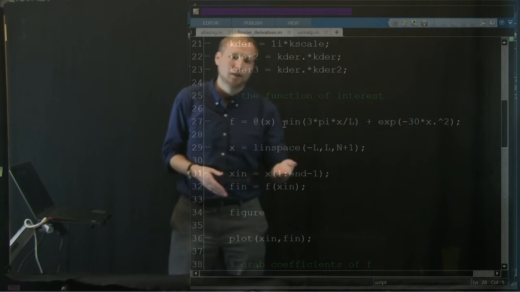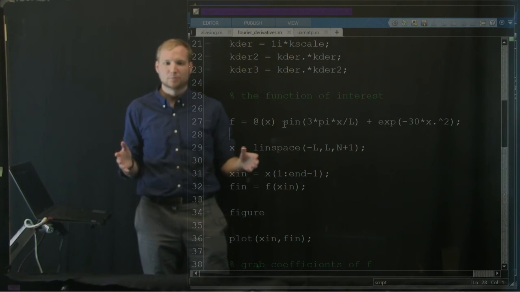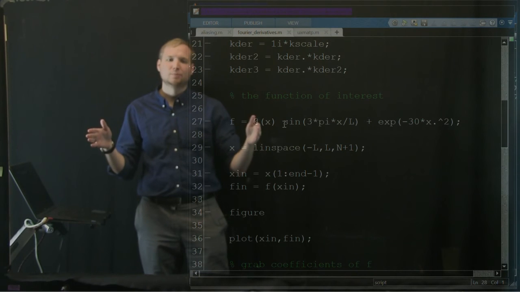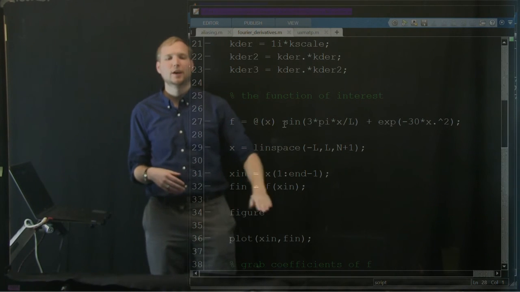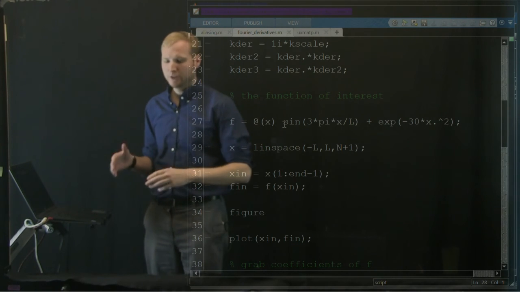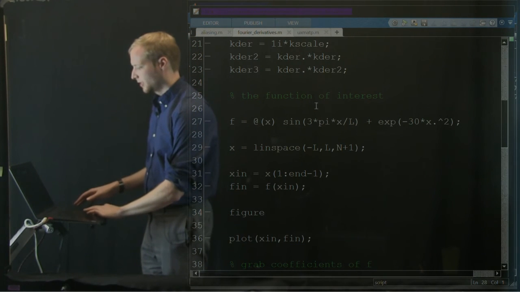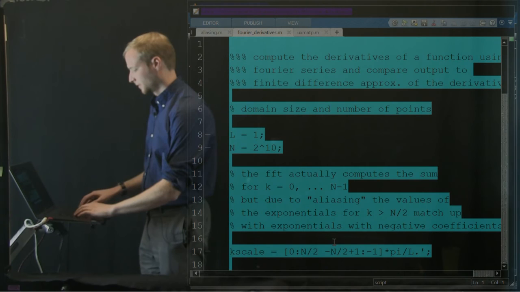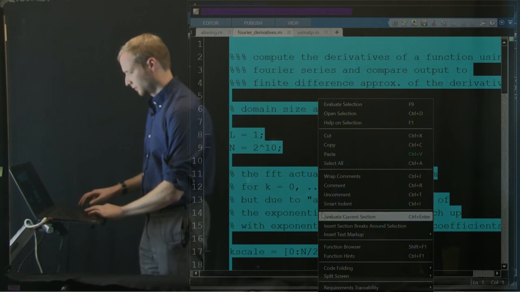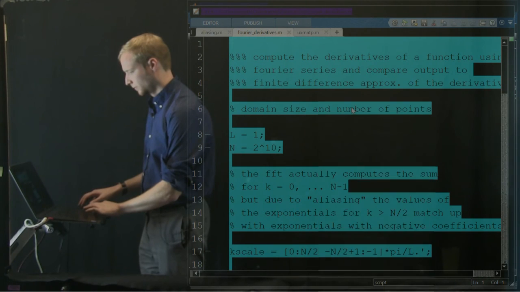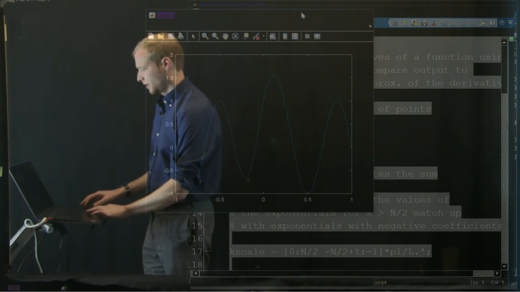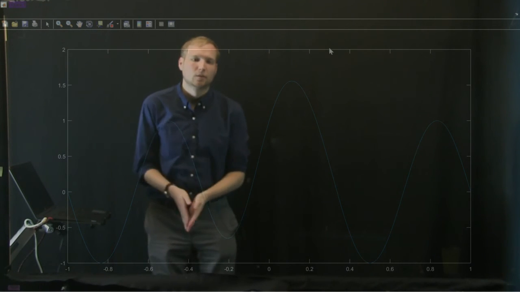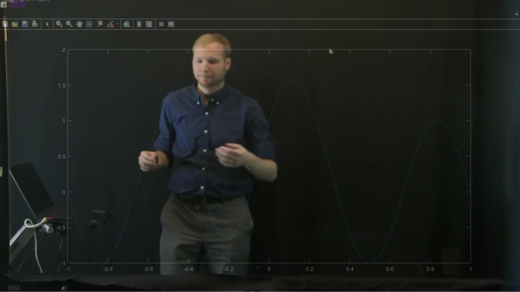Right? We set up our space of equispaced points. We grab only up to the second to last point because of periodicity. And then we evaluate our function at all of those points. So let's run the beginning part of this code, and we'll look at what our function is. Okay, so this is our function f. It's got that oscillatory mode underneath, and then it's bumped up around 0 because of that Gaussian.